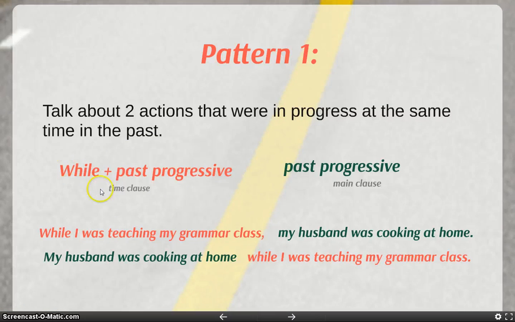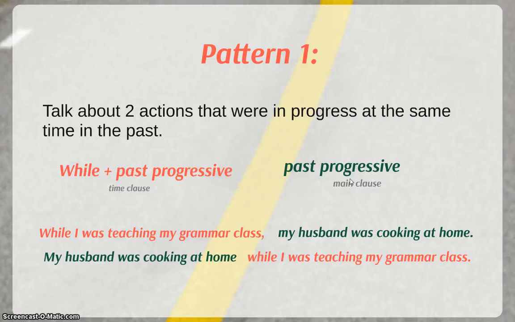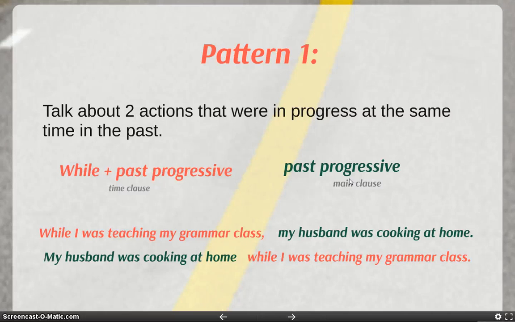Here's your formula. While and past progressive. That's your time clause. Now, I didn't want too many words on the screen, but remember, there's also a subject right in there. And there might be some other words after the verb, too. Past progressive is also in the main clause. And again, you would always have a subject before the verb, right? So 2 actions, they were both in progress at the same time.